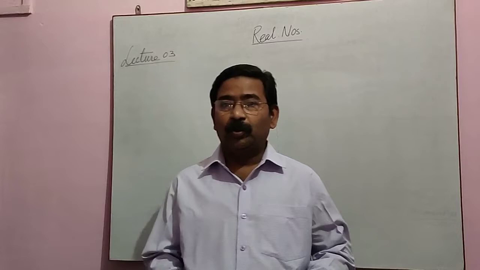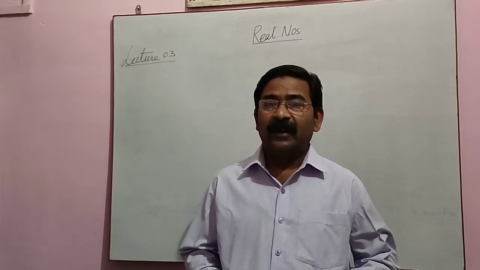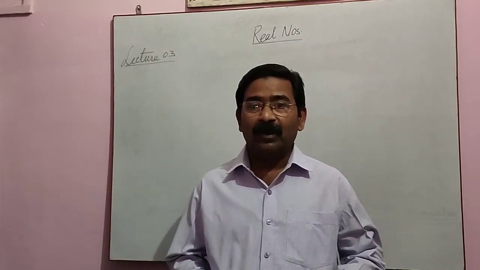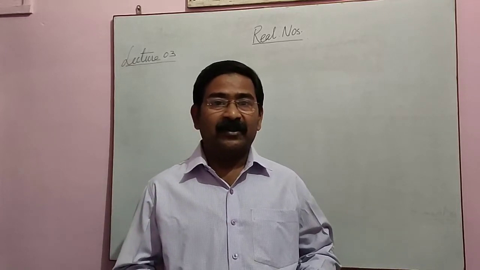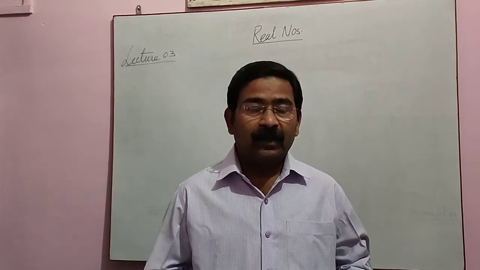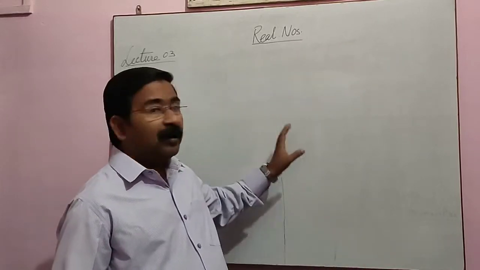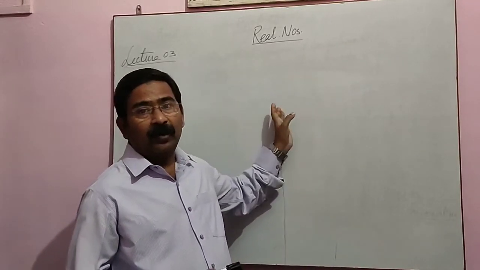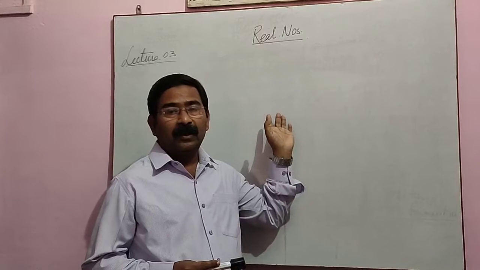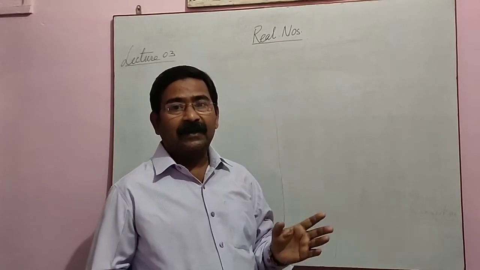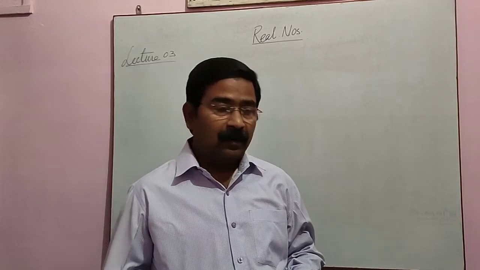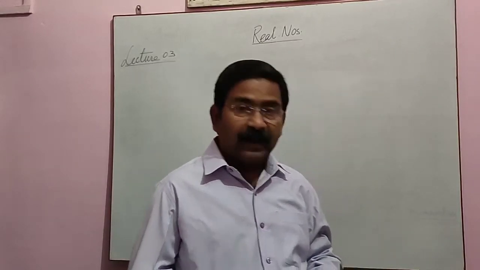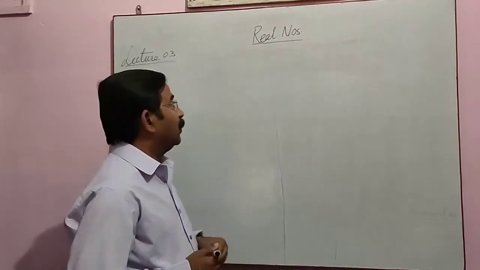In my lecture 2, I explained about the rational numbers and its decimal expansion. Now, you had seen how to convert the rational number into decimal if it provides you terminating decimal. Now we are coming to the next point, irrational numbers.